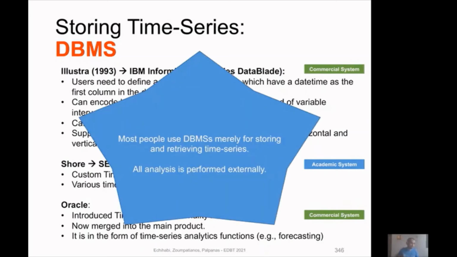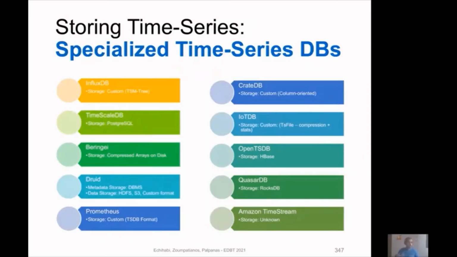Now, the problem is that most people still use the DBMSs only for storing and retrieving time series, and all the more heavyweight analysis is still performed externally in systems like Python and R. Now, there are multiple time series systems that have been built from scratch in order to support this data type. These include InfluxDB, which uses a custom storage format and a custom data structure called the time structured merge tree. TimescaleDB, which is built on top of PostgreSQL and includes some kind of temporal partitioning.